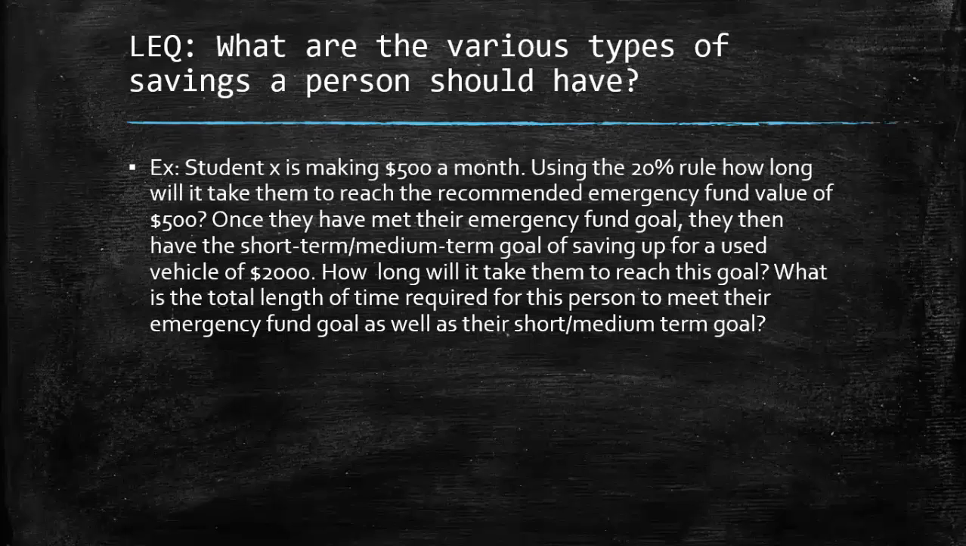So how long total will it take them to reach both goals? Well, if it's going to take them the first 5 months to get that emergency fund, that's 5 months, and then an additional 20 months to meet their short, medium-term goal of saving up for a used vehicle, it's going to take them a total of 20 plus 5, a total of 25 months to meet their emergency fund goal as well as their short and medium-term goal.